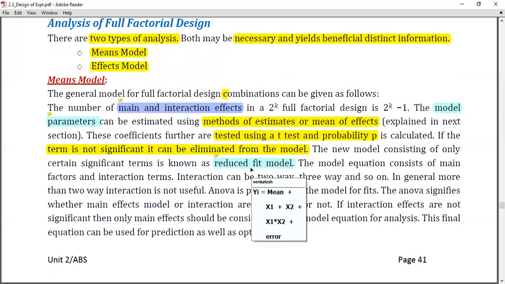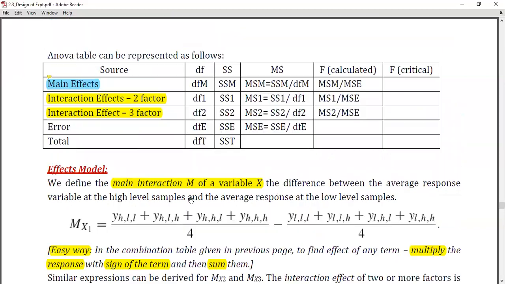For example, here I have written x1, x2, x1 and x2. So in this case what I have done, I assume that x3 and its interactions all are insignificant. In that case you will get an equation like this. So x1, x2, x1 into x2, right? So equation contains only these terms. This is called as a reduced fit model. So the means model is analyzed using means effect, whether the main effects are significant.